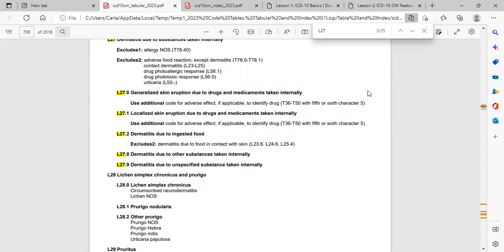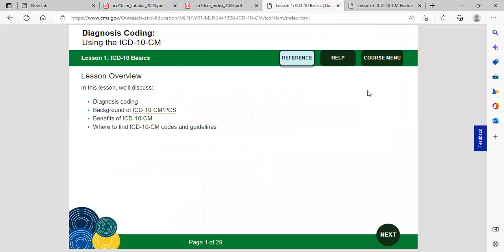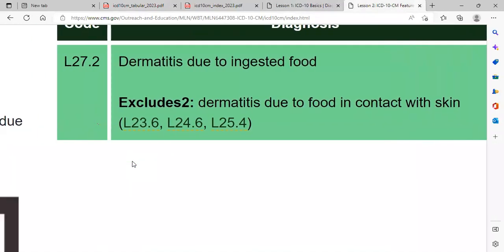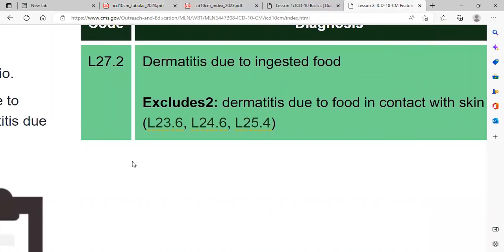Dermatitis due to ingested food excludes dermatitis due to food in contact with skin. So our actual example did not say anything about it being in contact with the patient's skin. If we're looking at the example, it just says dermatitis due to ingested food. And as we see, our answer is L27.2.